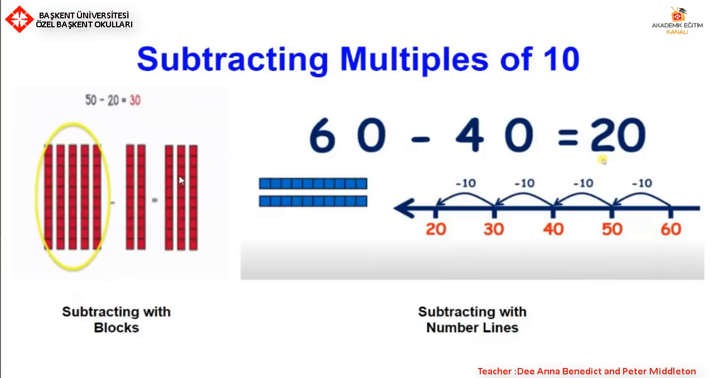Let's start by talking about subtracting multiples of 10. Can you see the blocks? Here you can subtract with blocks, or you can subtract with number lines. Can you see the number line? In this picture, they are subtracting. They are going backwards from 60 to 20, subtracting in tens. So you can subtract with blocks, or you can subtract with number lines for multiples of 10.